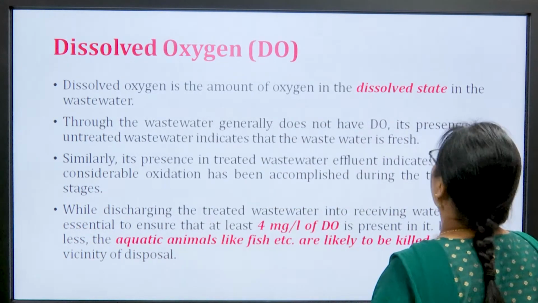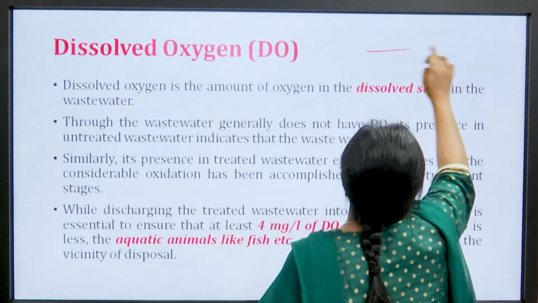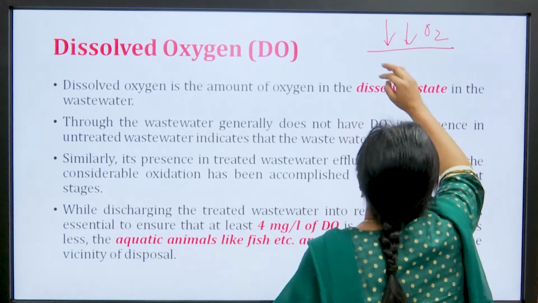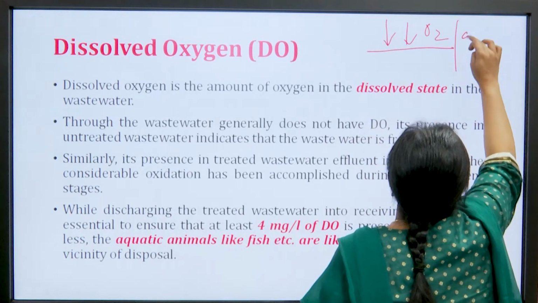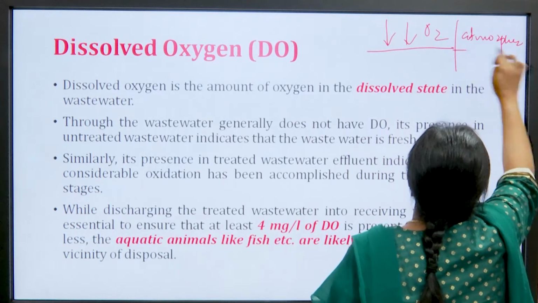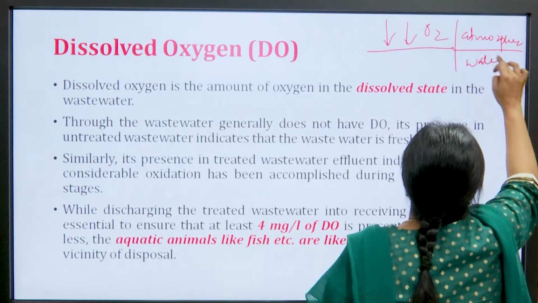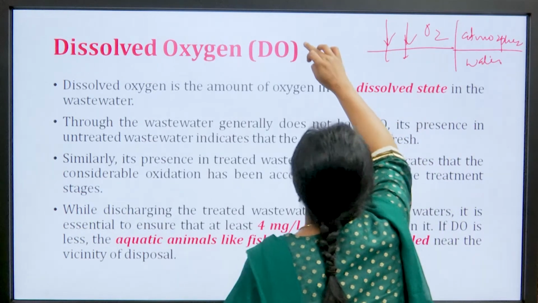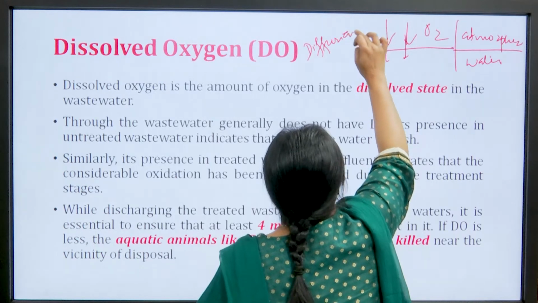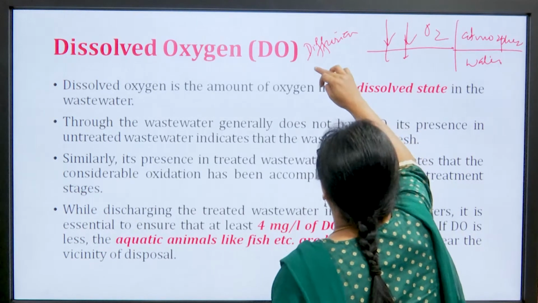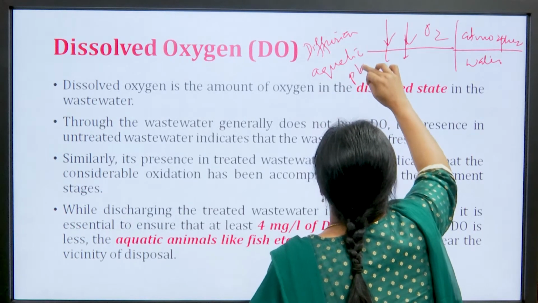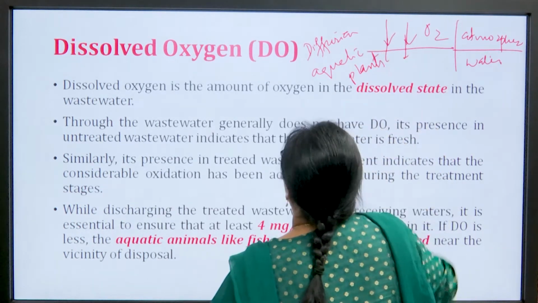And how will you get that? You will get this dissolved oxygen by diffusion of oxygen from the atmosphere. This is atmosphere and this is water. Okay. So, by diffusion, there are certain other ways also, like diffusion by aquatic plants, right, and many other things. You should go and check it out.